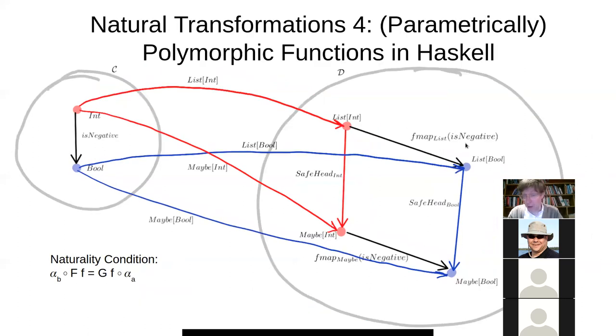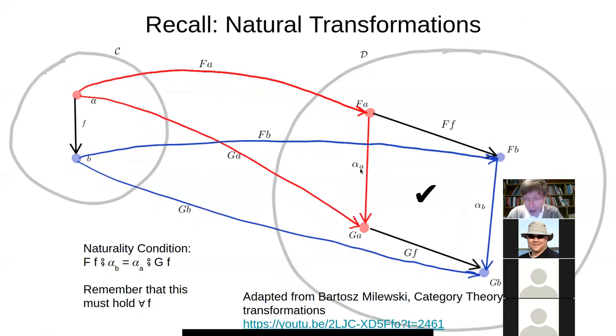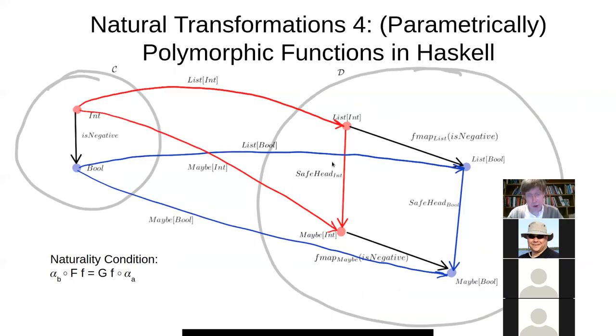Is negative is our mapping from int to bool. And we can take a list of int and immediately extract with safe head to get a maybe int. That's our natural transformation, our component of the natural transformation at int. That's what the A is there. It says how to go from a list of ints to a maybe int. And it does so by extracting the first element if it exists, otherwise it's nothing.